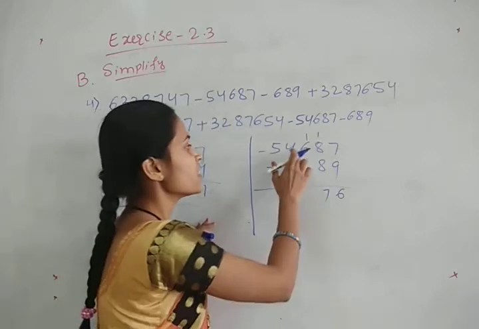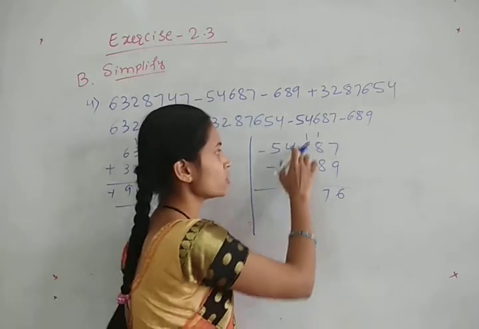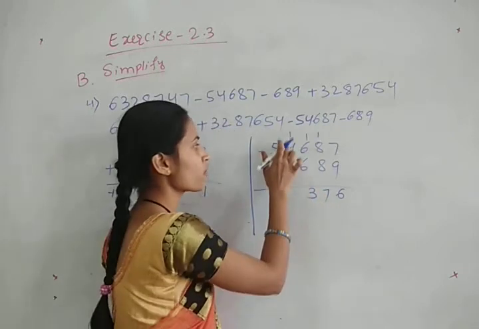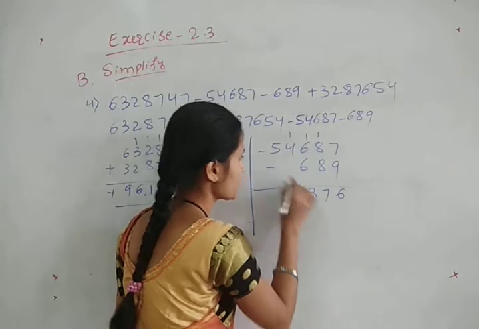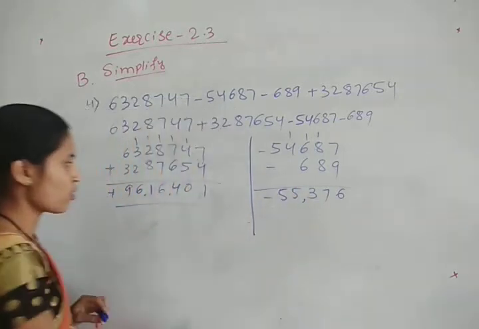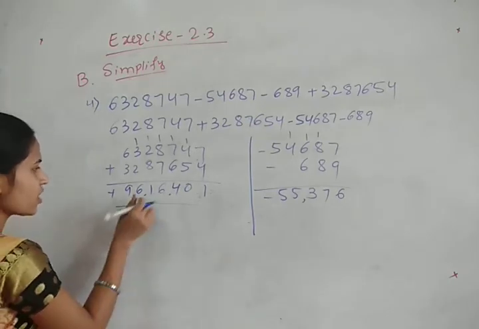In the same way, 6 plus 6 is 12. 12 plus 1 is 13. Write 3. Take 1 as a carry. Now 4 plus 1 is 5. Okay, write 5 as it is. So here it is minus symbol. Now in the next step, what I will do?